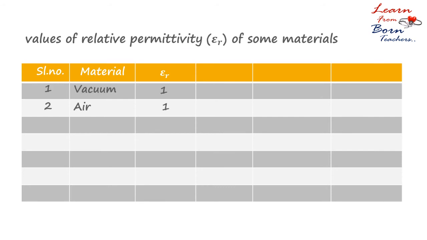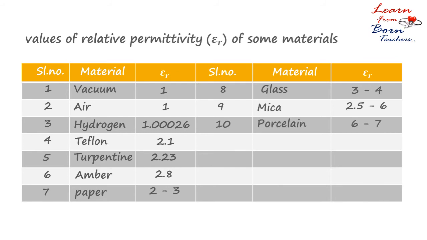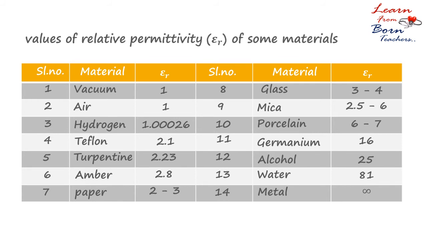Vacuum 1, air 1.00026, hydrogen 1, Teflon 2.1, turpentine 2.23, amber 2.8, paper 2 to 3, glass 3 to 4, mica 2.5 to 6, porcelain 6 to 7, germanium 16, alcohol 25, water 81, metal infinity.